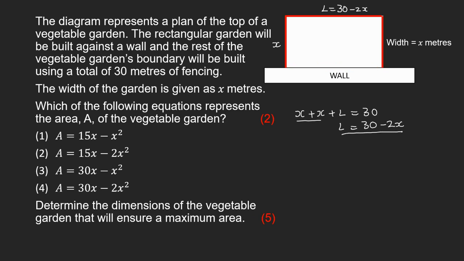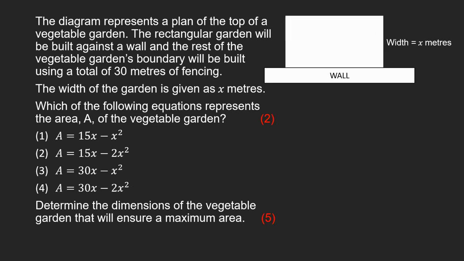So this is the length, and the question asks which of the following equations represents the area of the vegetable garden. Remember, area is equal to length times width, or length times breadth. So area is equal to the length, which is 30 minus 2x, times the width, which is x, so x times 30 minus 2x. After distributing x, the area is equal to 30x minus 2x squared. That's the option which is correct.